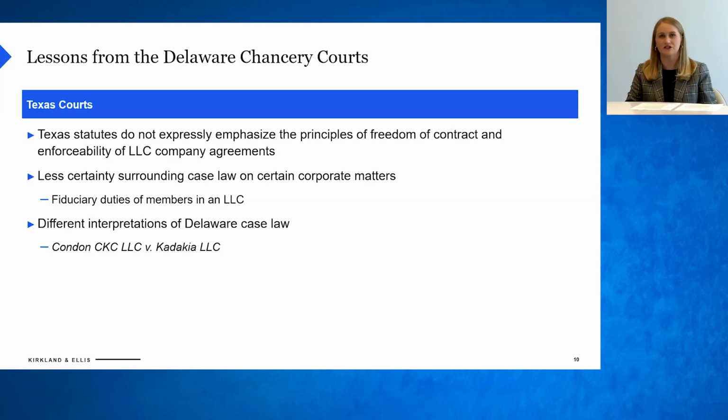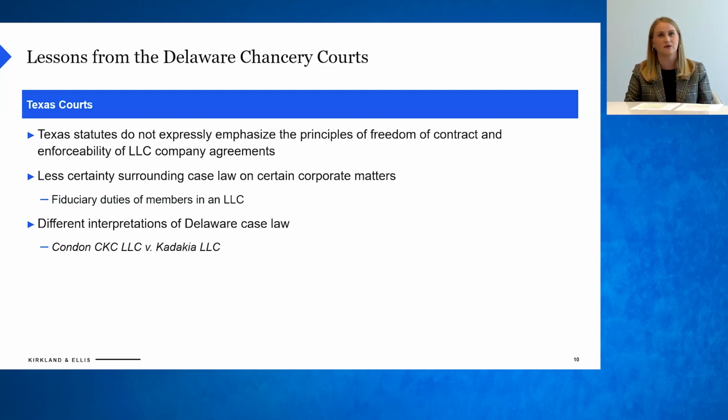That's exactly right. There's so much thought in Delaware that you can directly go to a written opinion and see exactly the guidance on a particular principle of law. And that's something that Texas will be able to adopt with these business courts. There are also different interpretations of Delaware case law. There's a recent case I've put up here on the slide, Condon CKC versus Kadakia.